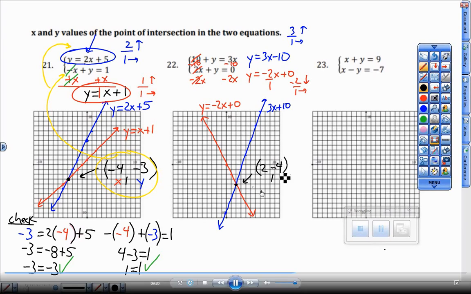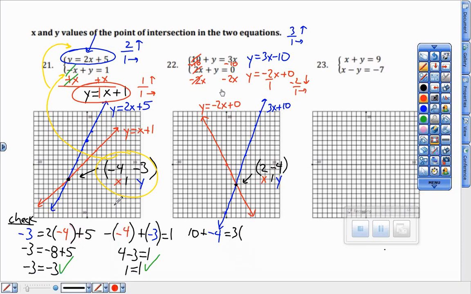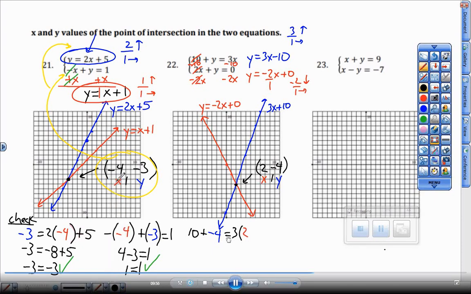-4 for y. So now the check, I'm going to take this point 2, -4 and plug it into both these equations for x and y. This point should satisfy both equations since it's the solution to this system. So the check will prove it. So here I go. The first one, 10 plus where that y is, I put that -4 in there, equal to 3 times 2. That should be a true statement. Plugging in y is -4, plugging in x is 2 into this original equation.